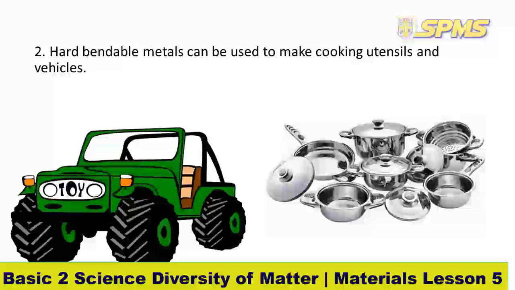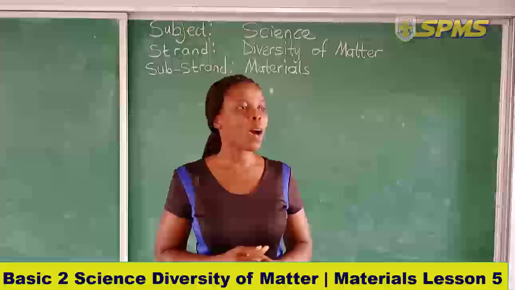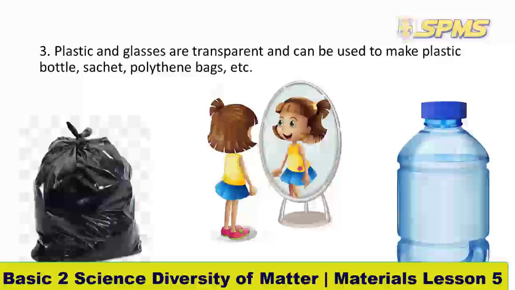We can see the utensils over there. You have so many of them in your kitchen. Okay. The next one, plastics and glasses are transparent. Remember that property. Yes, things that light can pass through. They are transparent and can be used to make what? Plastic bottles, sachets, polythenes, bags, etc.